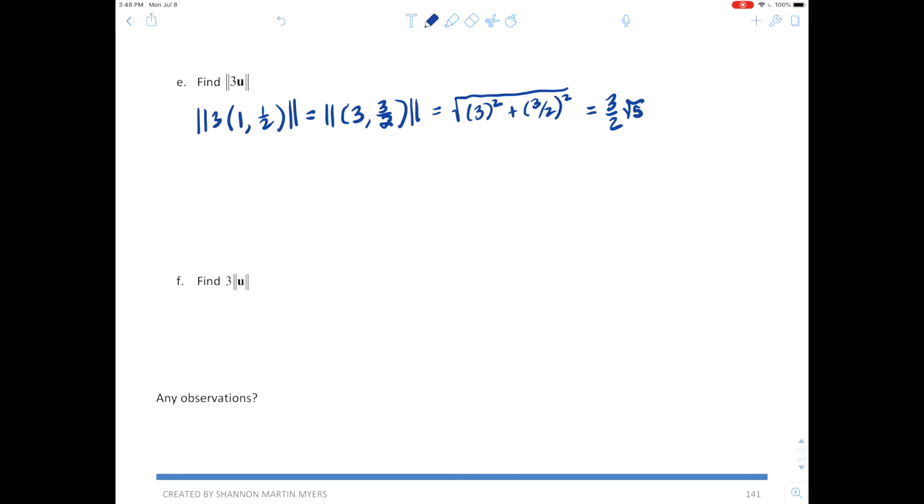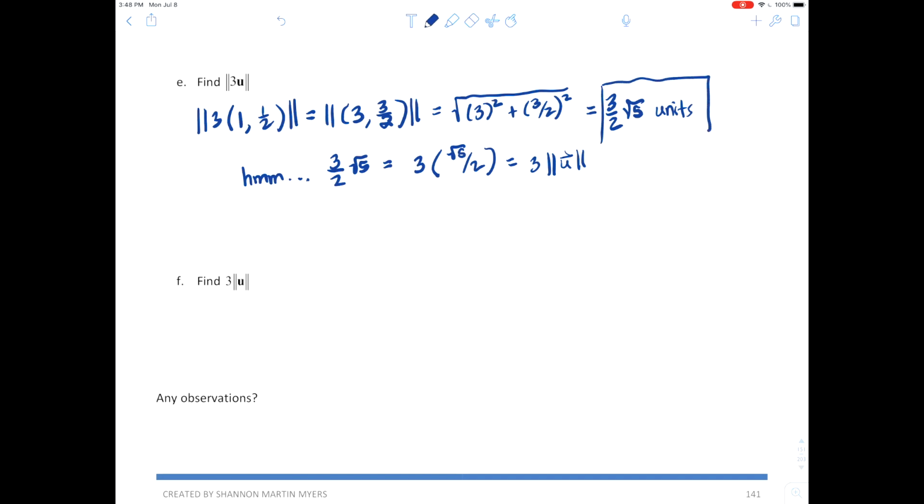Cool so far? But isn't that, and that's in units, but couldn't we write this as 3/2 root 5 is equal to 3 times root 5 over 2, right? Which is 3 times the magnitude of u. So maybe there's some relationship there, right? Okay, well, let's see what happens.